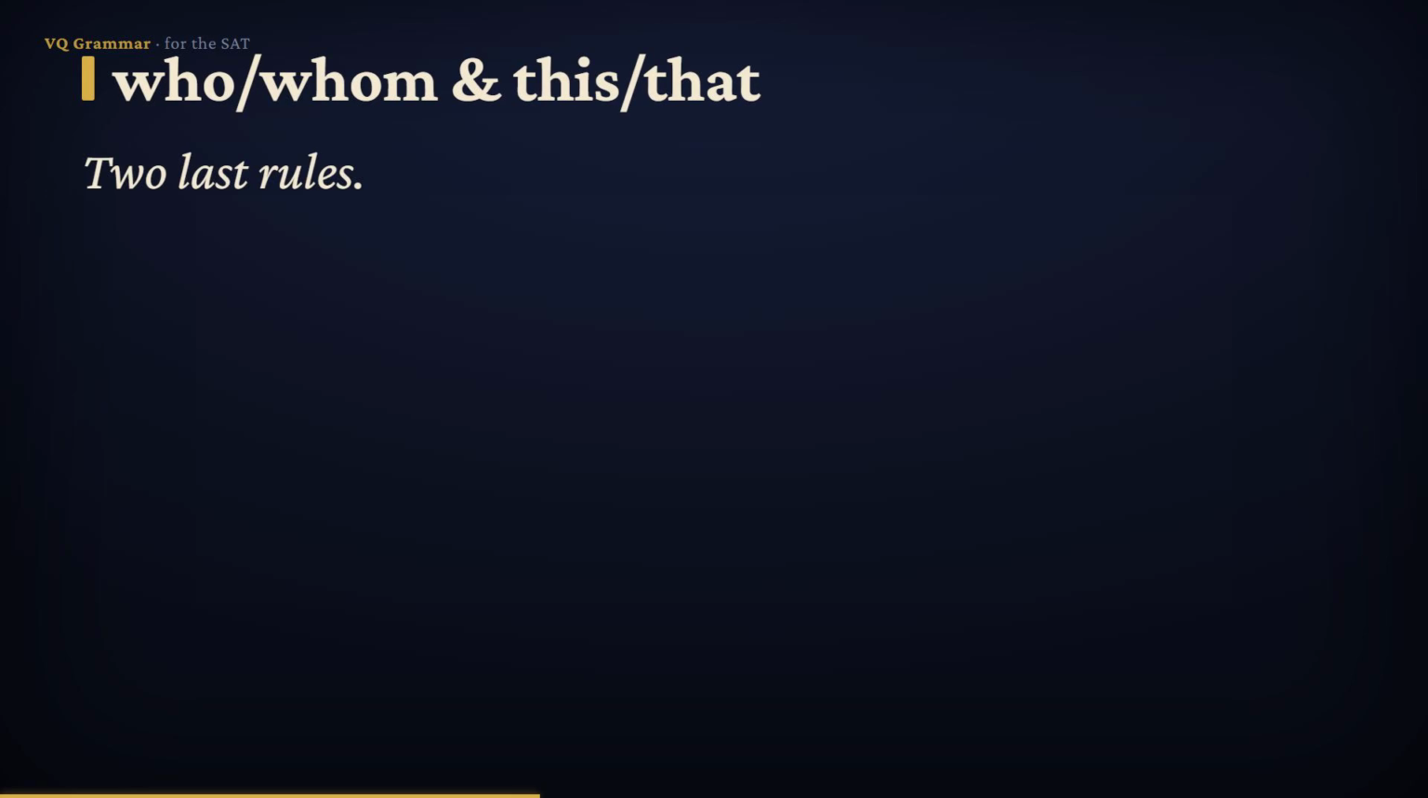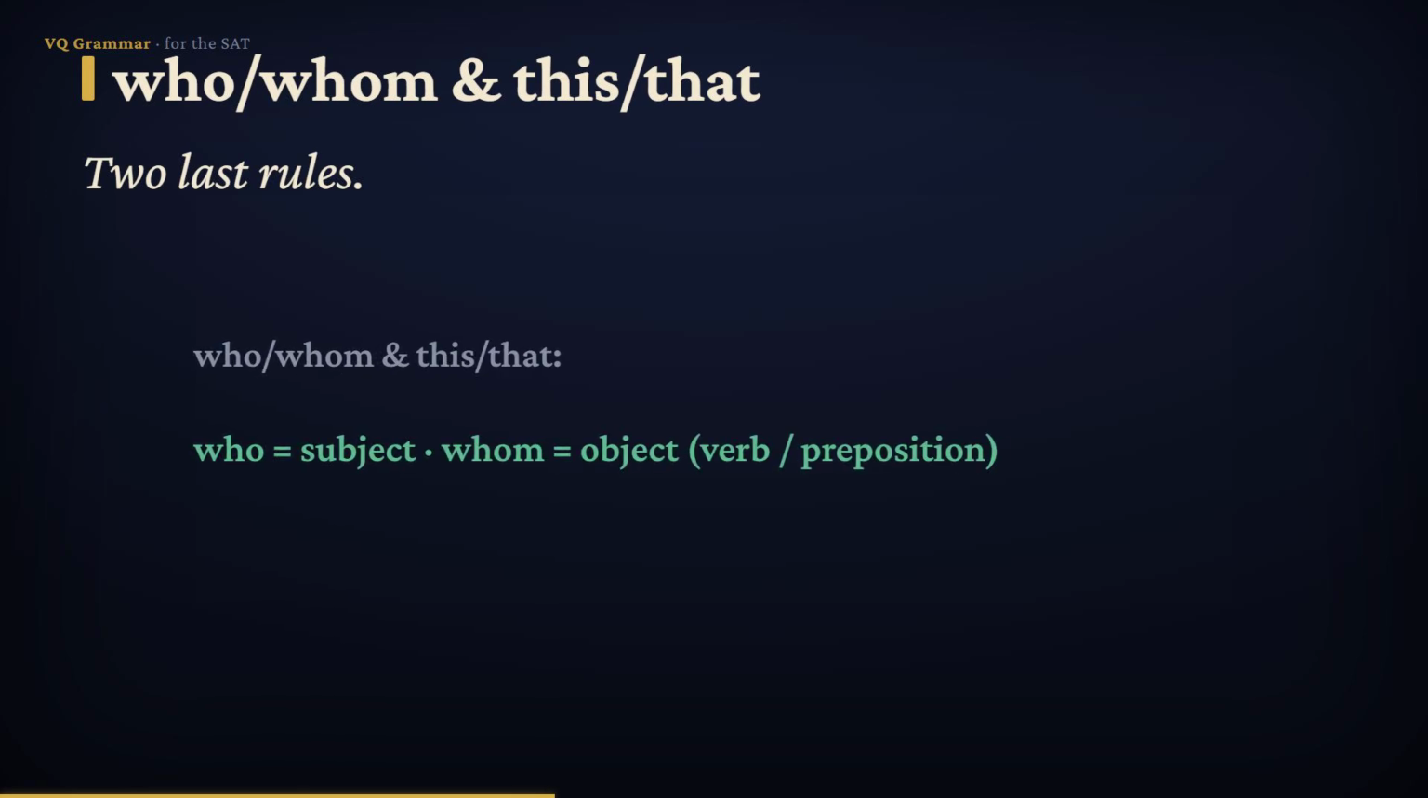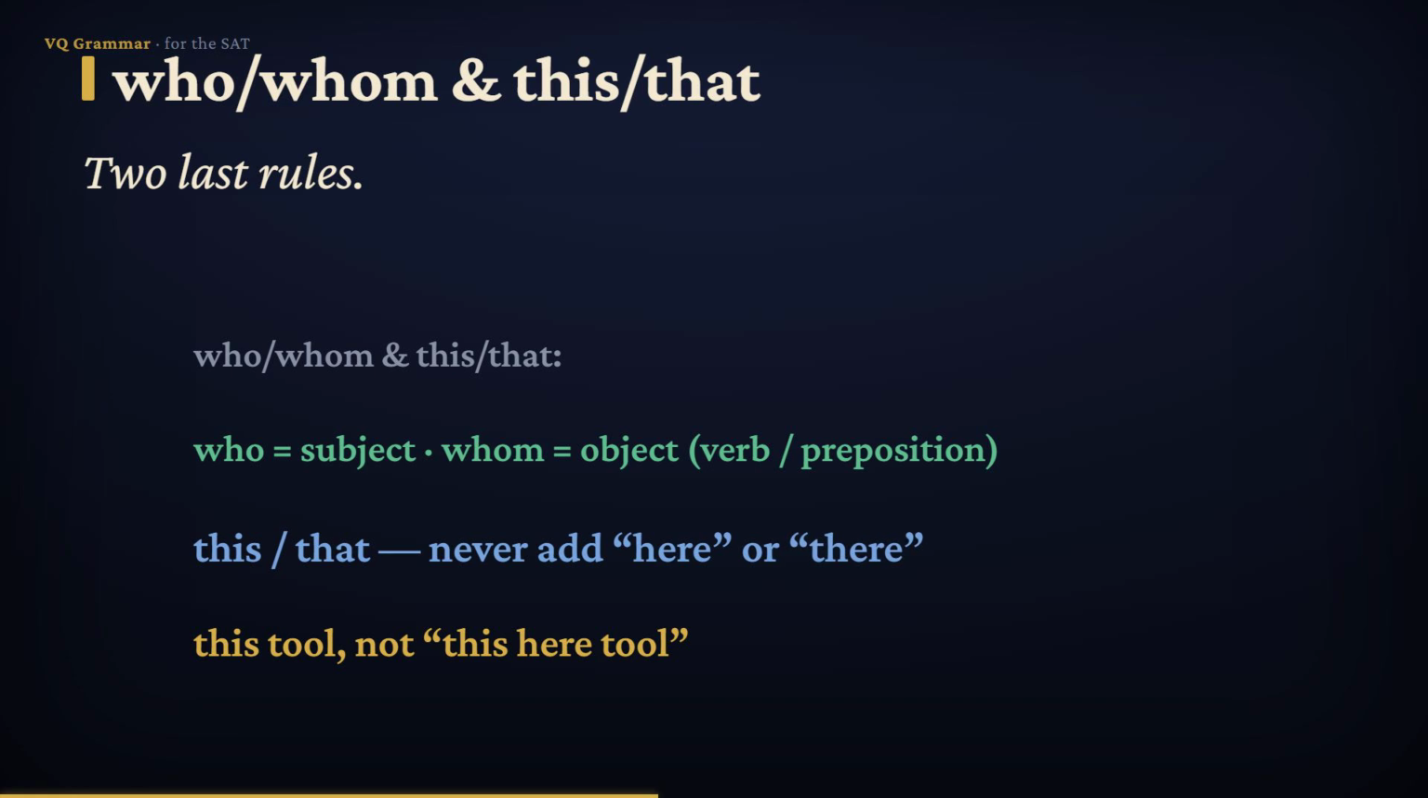Two final rules. Who is a subject. Whom is an object of a verb or a preposition. Who painted it? But to whom was it sent? We covered the he-him trick back in Lesson 53. Use it here too. And lastly, never tack here or there onto this or that. It's this tool, not this here tool. That tree, not that there tree. The here and there are redundant. And that completes our usage glossary.